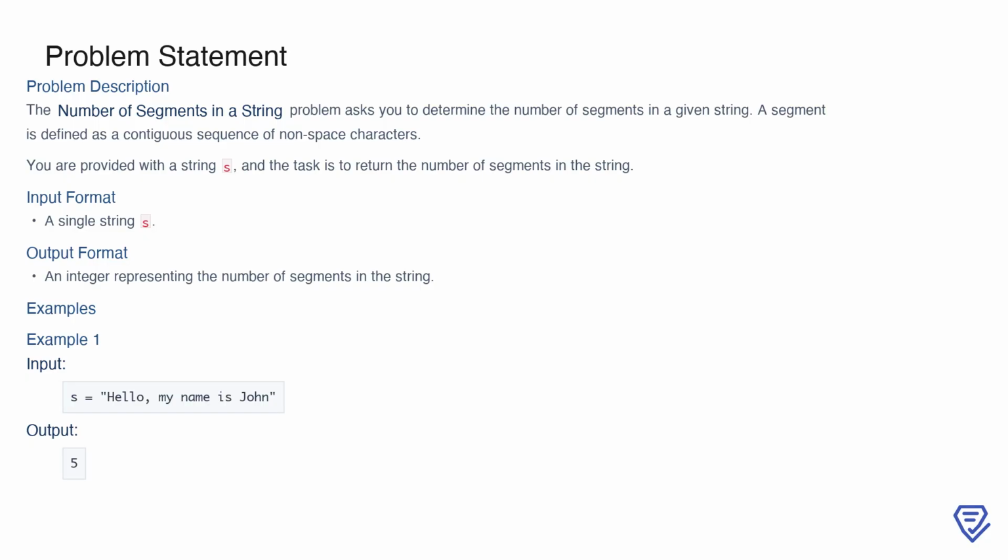Let's look at an example. If the input string is "Hello, my name is John," the output will be 5 because the string contains 5 segments: "Hello," "my," "name," "is," and "John." These segments are separated by spaces, which serve as delimiters.